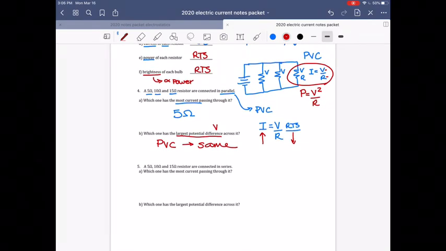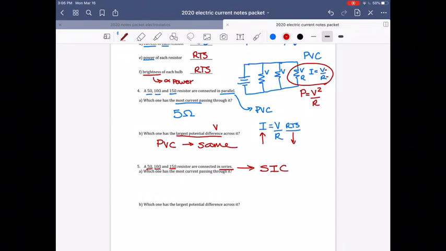All right, the next question, we have the same resistors, a 5 ohm, a 10 ohm, and a 15 ohm resistor, but this time they're connected in series. What do we know about series? You should all remember, because I made you say it a few times. Series is sick. Series current is constant.